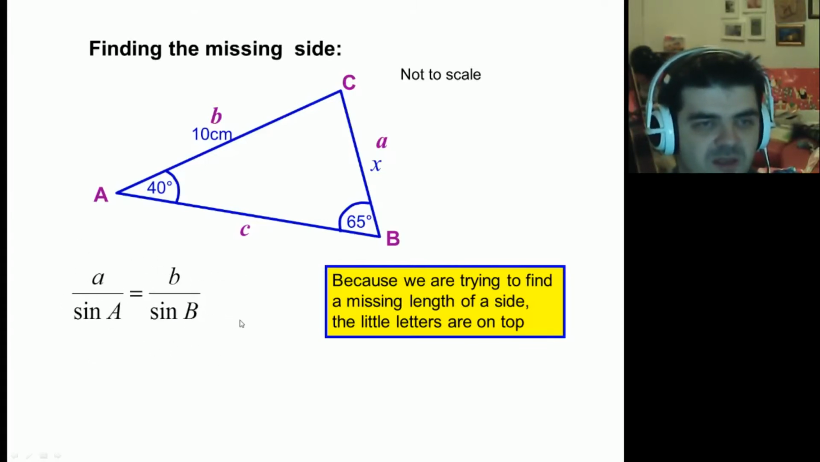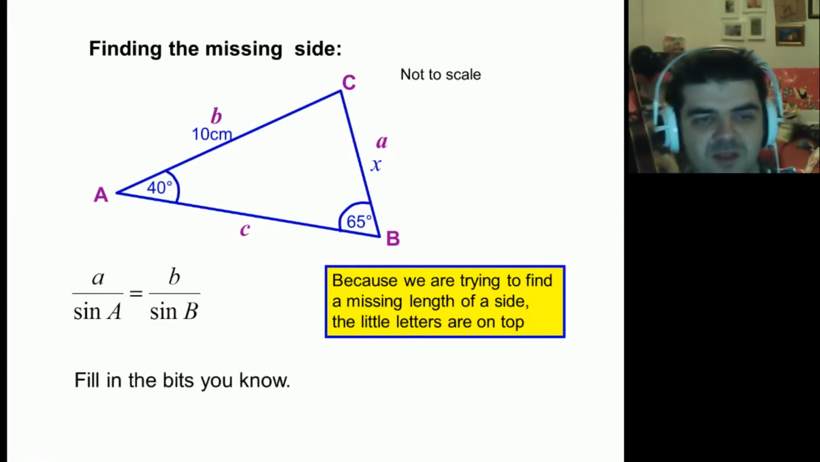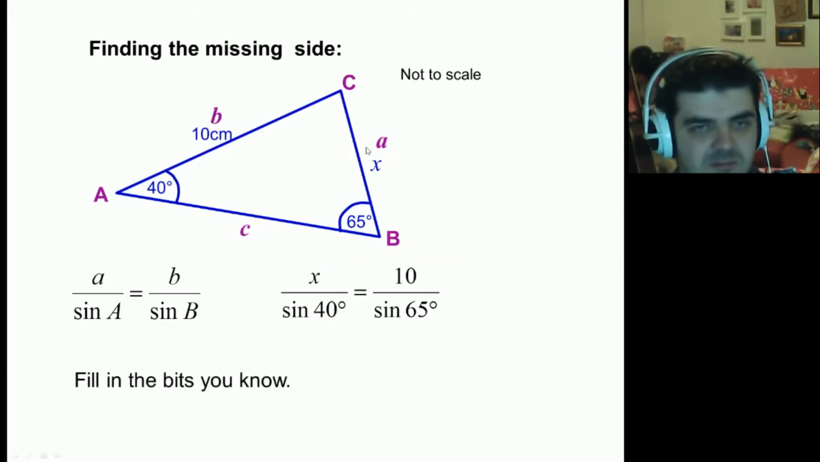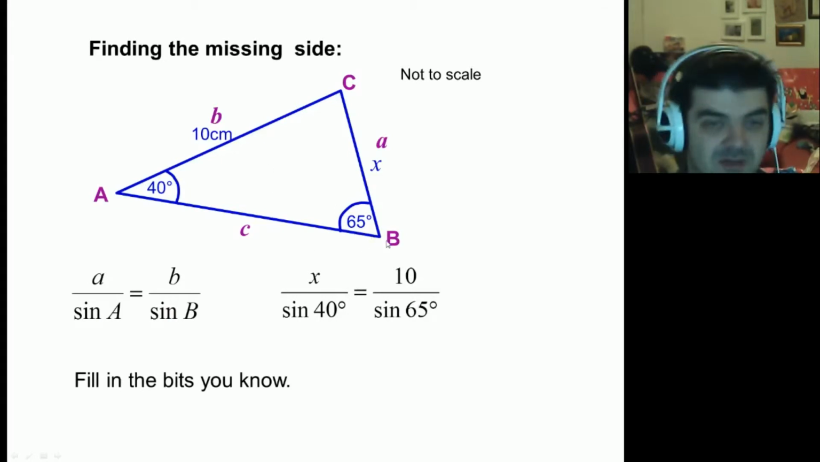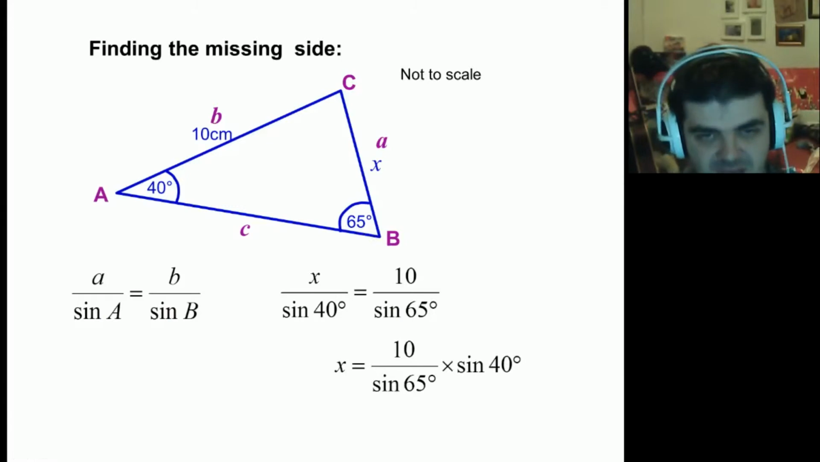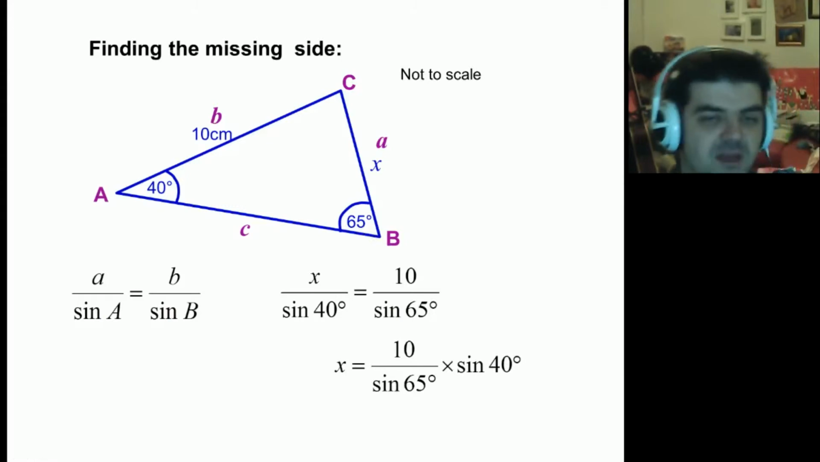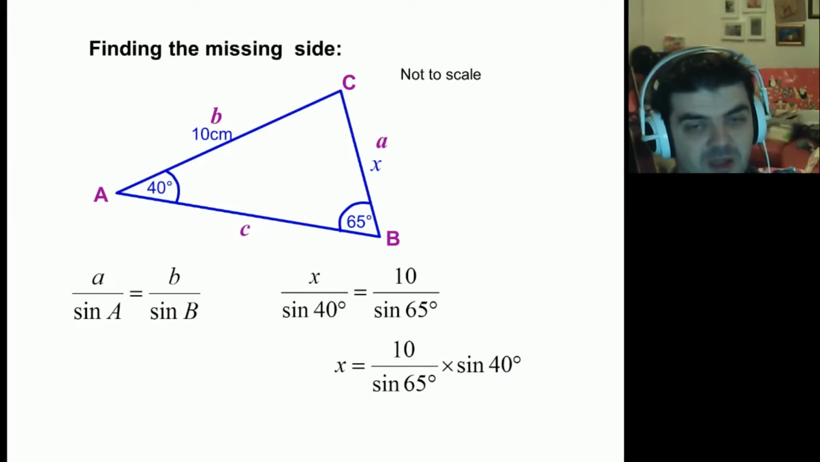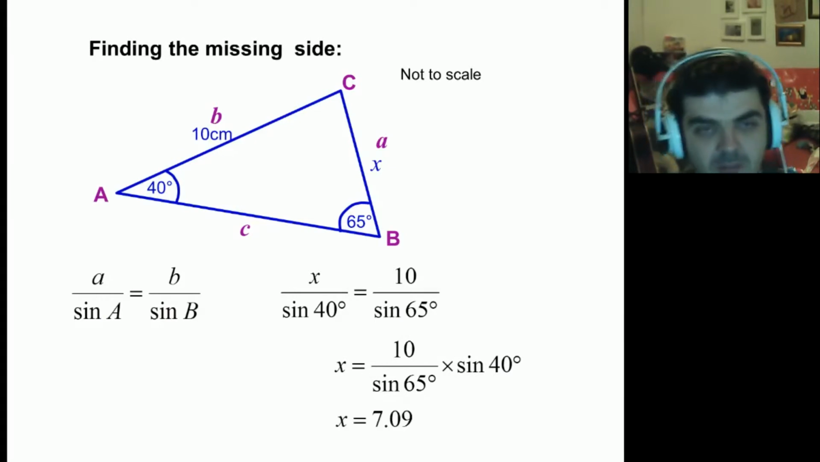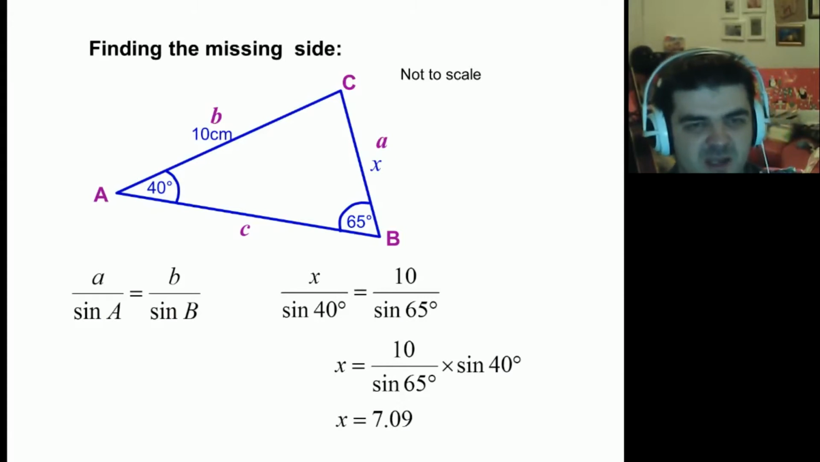So if I take just that part of the formula and fill in the bits you know. A is x, and the angle is sine 40, equals 10 over sine 65, which is this angle. We rearrange the formula and we'll get x equals 10 sine 40 divided by sine 65. We plug all that into the calculator and you should get 7.09, and it should be centimeters. And that's how you use the sine formula, or the sine rule, so to say.